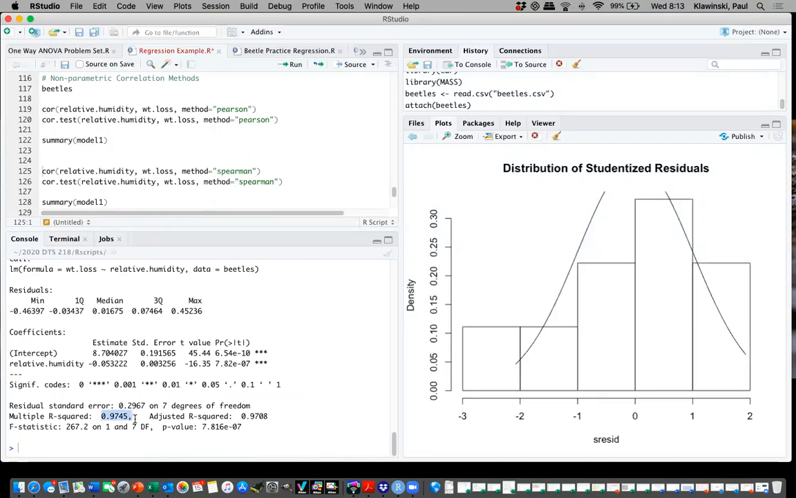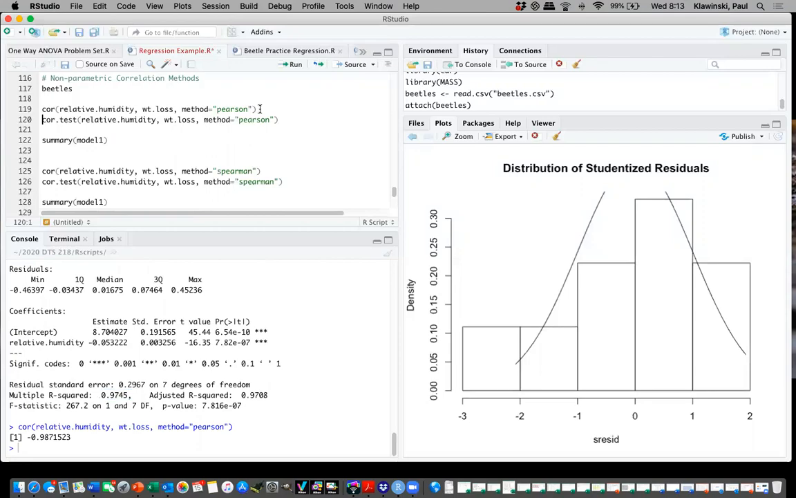R squared value is 0.9745. So you can always get the Pearson product moment correlation by just taking the square root of R squared. And those things should give you the same numerical value. And then you have to put a plus or a minus on it, depending on whether it was a negative slope value or a positive slope value. As soon as you square it, you lose that sign that was on the Pearson product moment correlation.